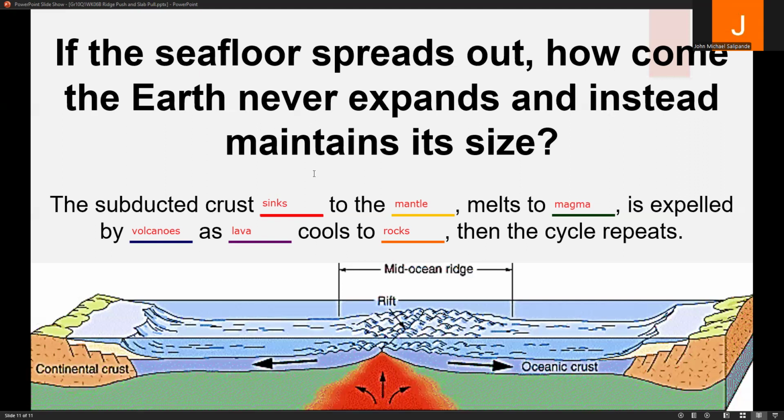All right, and there you go. That's ridge push and slab pull for you. Tomorrow, if we have classes, if there are no class suspensions, we will finally be able to assemble your improvised seafloor spreading. See you tomorrow.